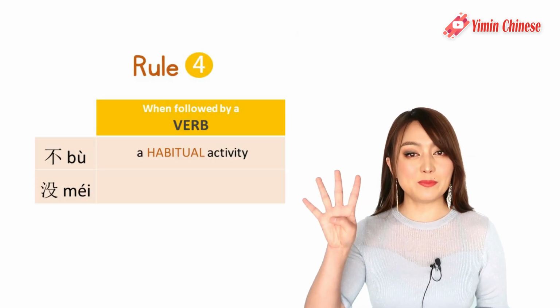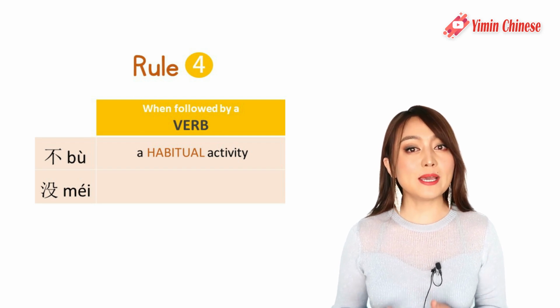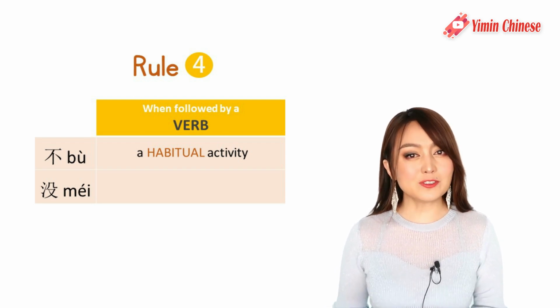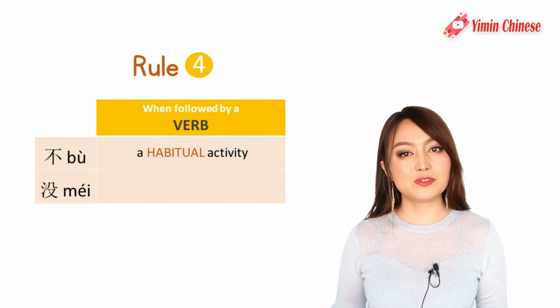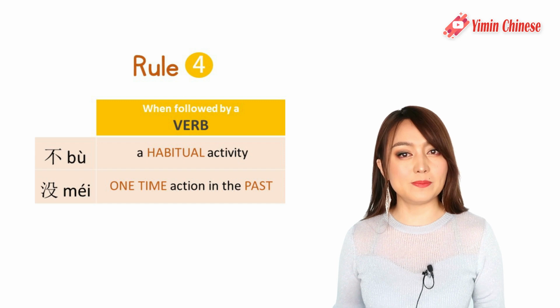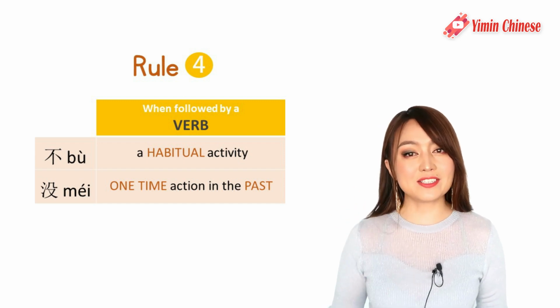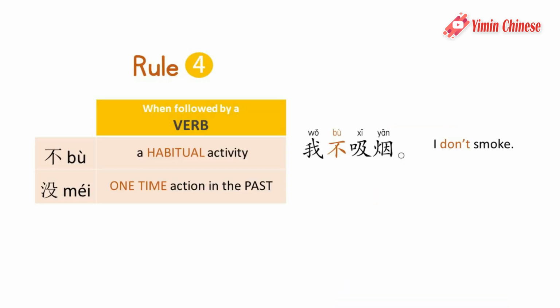Okay, now rule number 4 is getting more complicated. Both 不 and 没 can be followed by a verb, but they mean totally different things. When 不 is followed by a verb, it means a habitual activity, something you do constantly. While when 没 is followed by a verb, it only means a one-time action in the past. 比如说我不吸烟, we're using 不. 我不吸烟, I don't smoke. So smoking is not my habit. I'm not a smoker. So here we use 不 for a habitual activity.